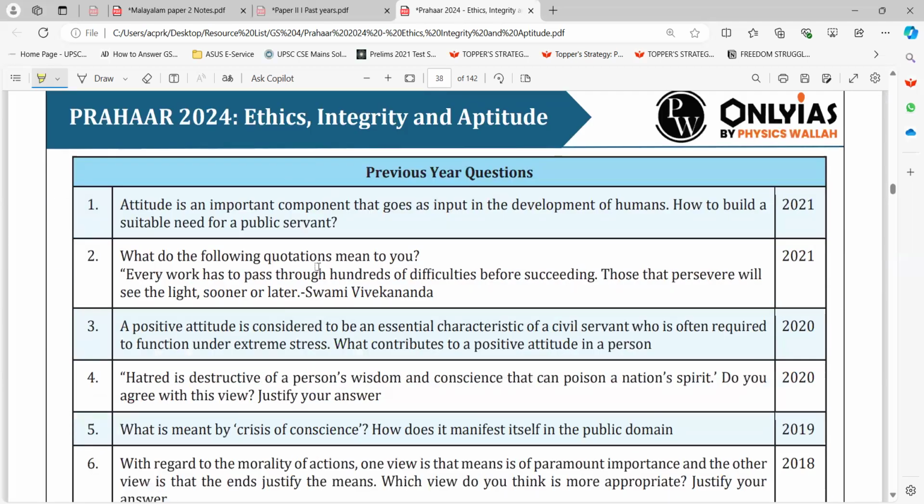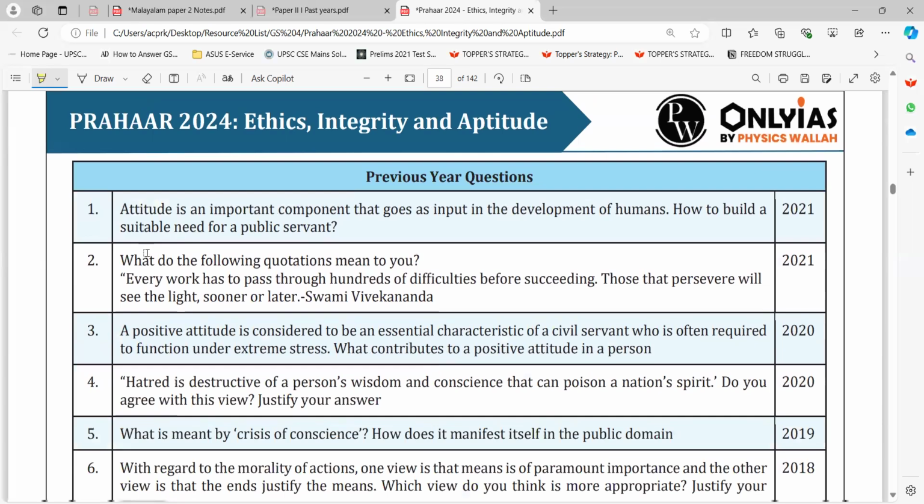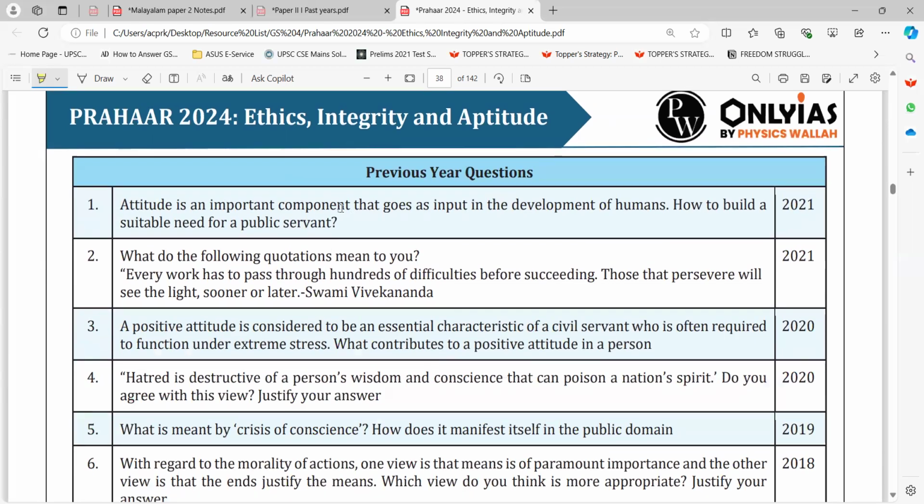Okay, previous year questions. First one. Attitude is an important component that goes as input in the development of humans. How to build a suitable attitude for a public servant? Second one is, what do the following quotations mean to you? Every work has to pass through hundreds of difficulties before succeeding. Those that persevere will see the light sooner or later.